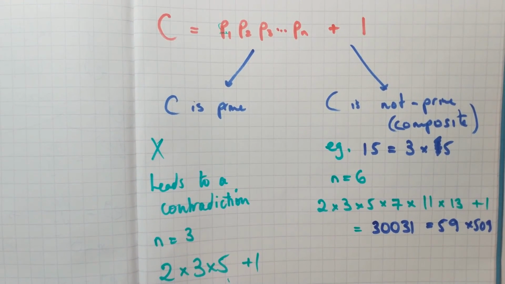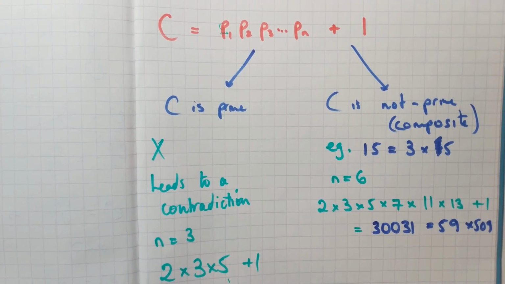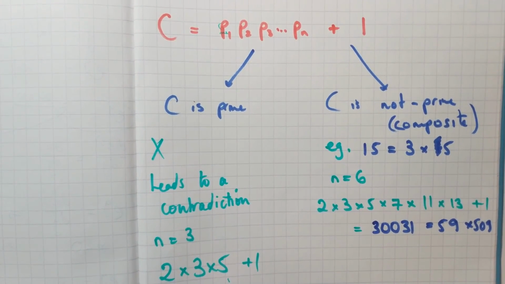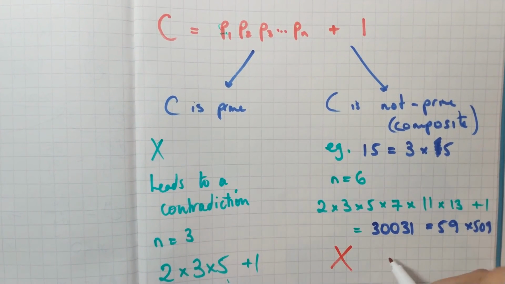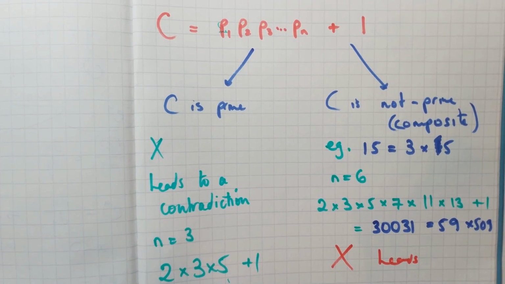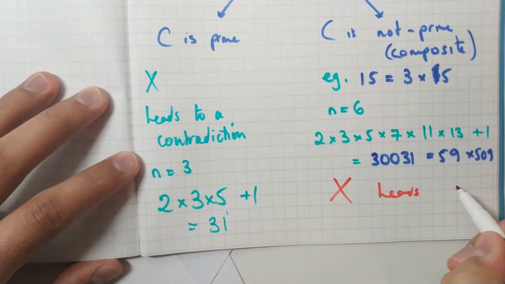It says basically that there can't be a finite number of primes, because I'm always going to find primes that are bigger than the original list. And that's how this proof works. This case also leads to a contradiction.